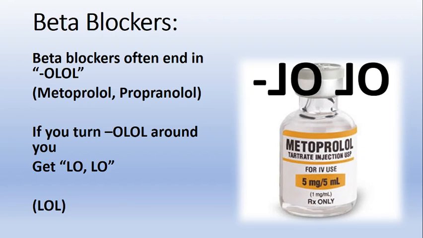Beta blockers. I think a lot of people know this one already. Beta blockers often end in olol, metoprolol, propranolol. If you turn the olol around to kind of a mirror image, you have lolo, like low, LOL. So that's a good way of remembering beta blockers. These will, of course, decrease your pulse rate, and decreasing your pulse rate, you're also going to decrease your blood pressure. So just like the calcium channel blockers, the beta blockers are going to do that too.